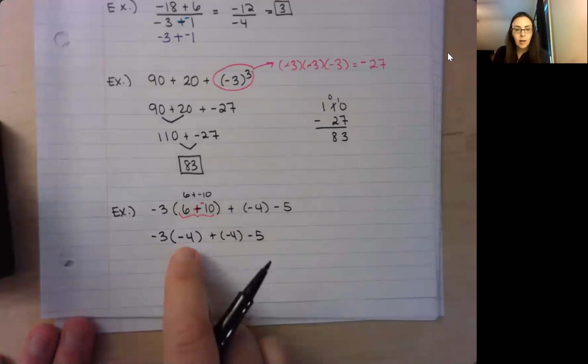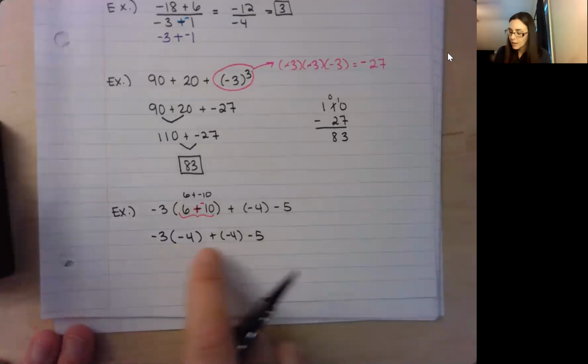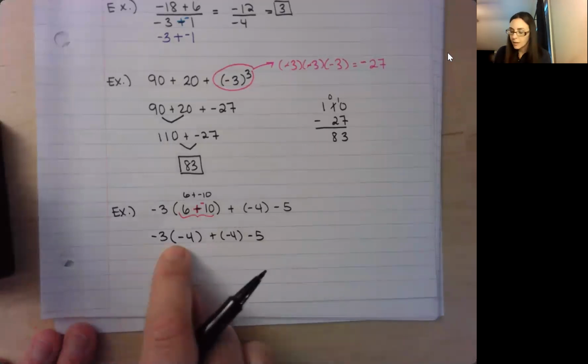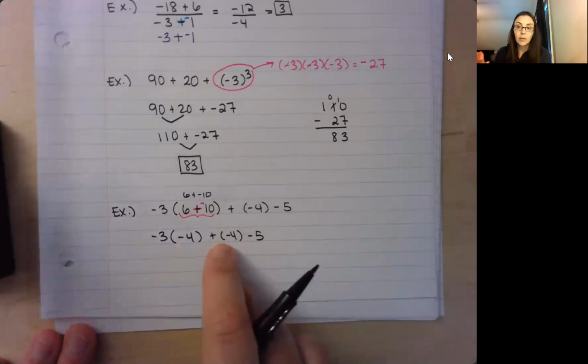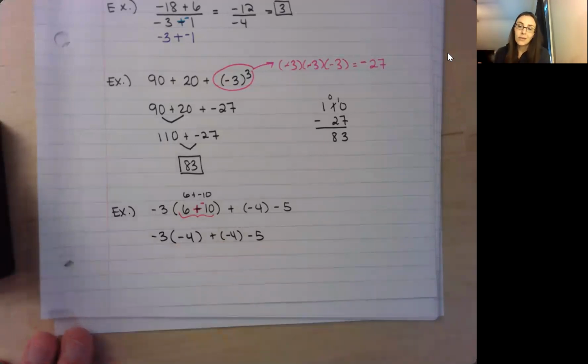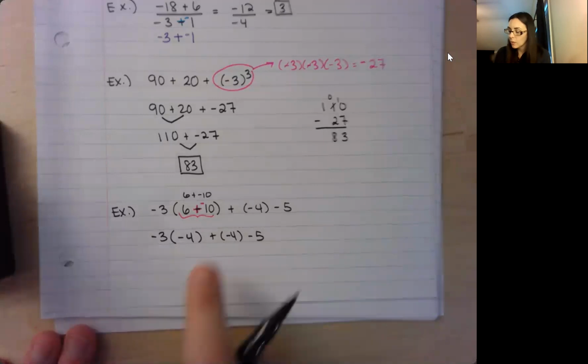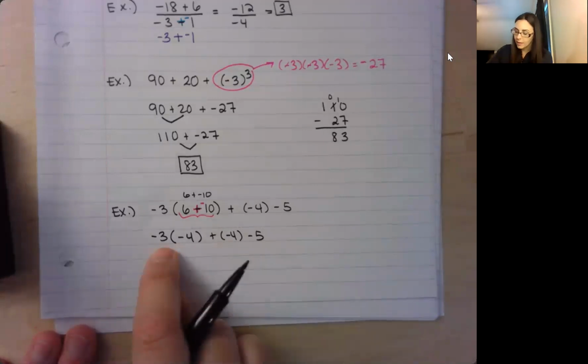Now I do have parentheses here, but there's nothing to do on the inside. This one here represents multiplication. This one here is just to clarify a negative. So sometimes we put parentheses around negatives, other times we don't. So this one I don't have to do anything with. I do have to multiply these though.